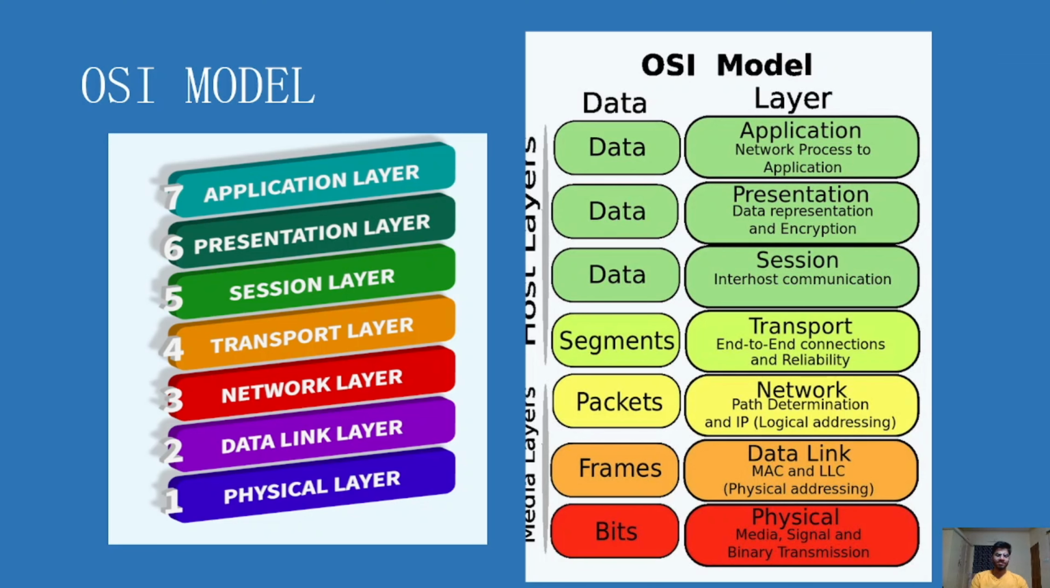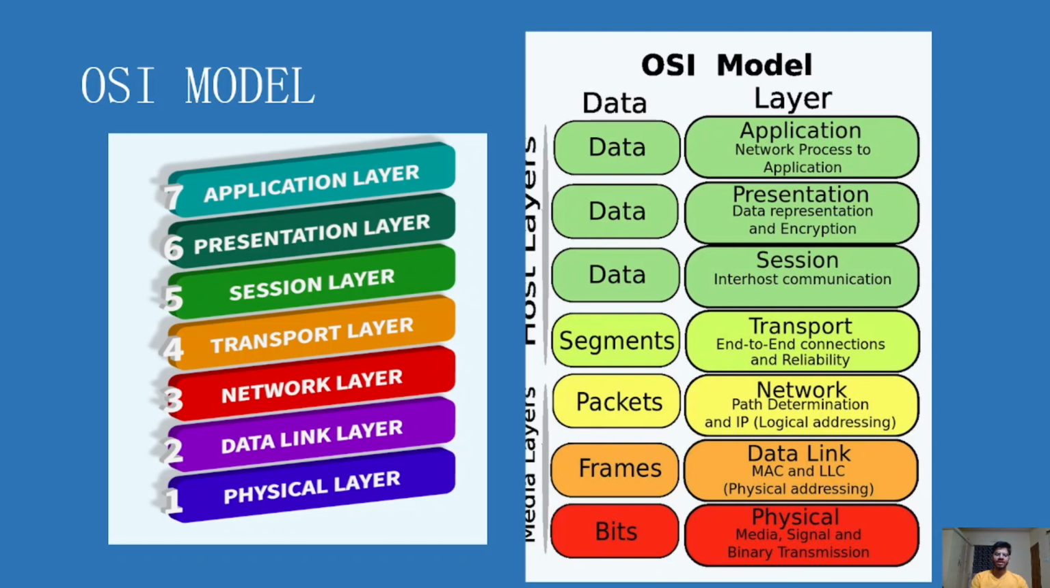So we have the OSI model, which stands for Open System Interconnection, a reference model that describes how information from a software application in one computer moves through a physical medium to the software application in another computer. This OSI model consists of 7 layers, and each layer performs a particular network function. It was developed by the International Organization for Standardization in 1984, and it is now considered an architectural model for intercomputer communication.